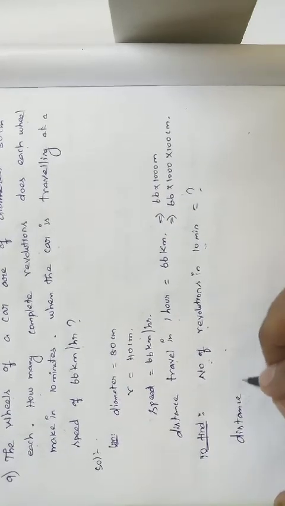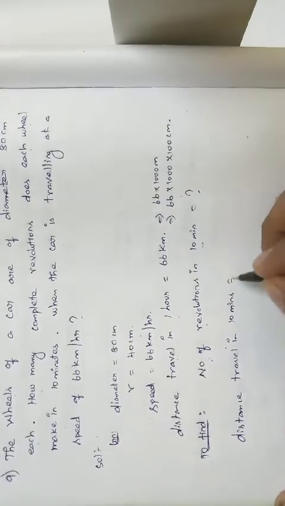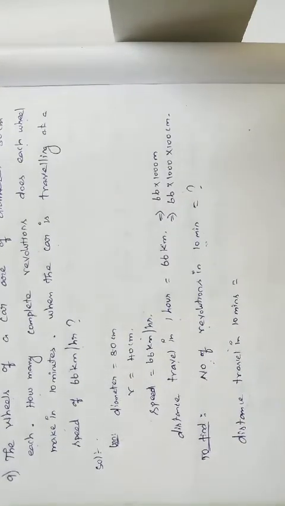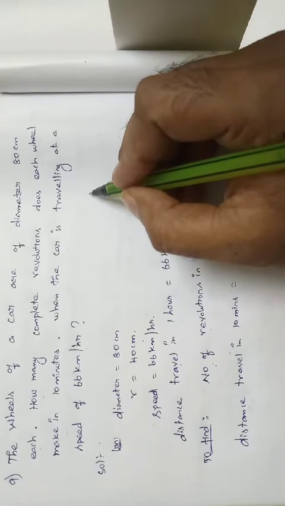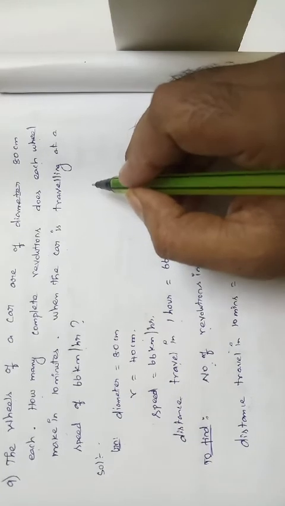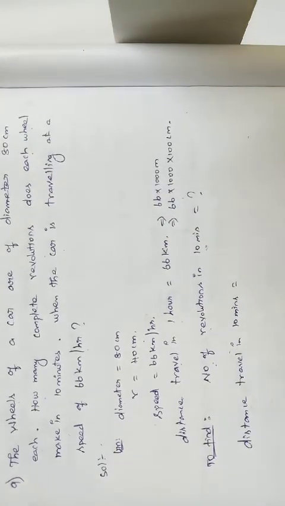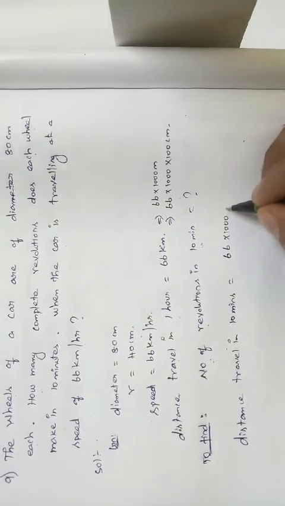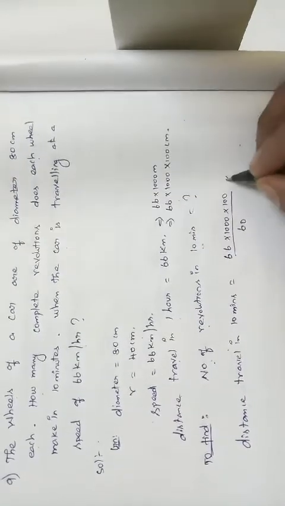So distance traveled in 10 minutes is equal to, how do we convert? Converting hour to minute means divide by 60, since 1 hour is equal to 60 minutes. And 10 minutes means just multiply by 10. Distance traveled in 10 minutes is 66 into 1000 into 100, divided by 60, into 10.